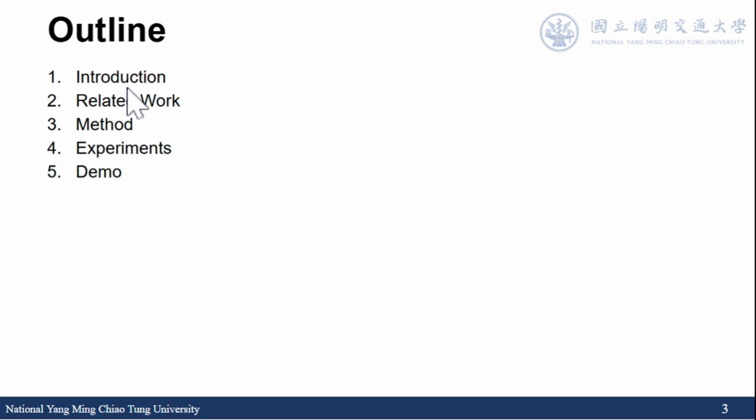Here is the outline of our presentation. First, we will introduce what Splatter Image is. Then, we will briefly explain some recent approaches to 3D reconstruction and related work. Next, we will describe the methods we used, including the principles and framework, followed by the results and discussion. Lastly, we will showcase the results of our own demo.